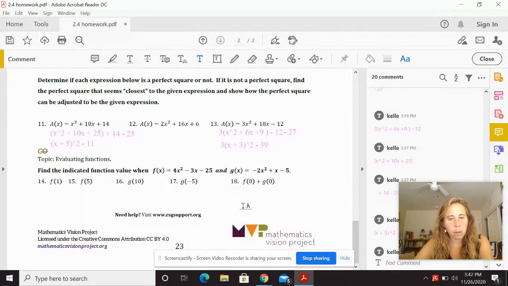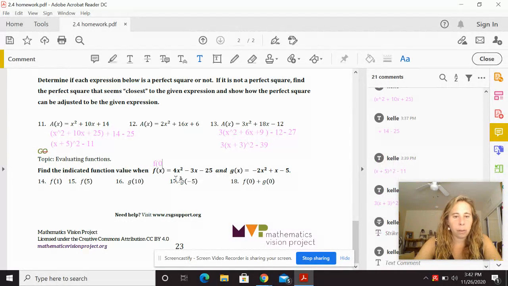I'm going to do 18 because we really haven't had a lot of practice with that. So for 18, it's f of 0 plus g of 0. You know me, one step at a time. First, I'm going to find what f of 0 is. F of 0 equals 4, we're just going to substitute 0 in for x, so that's going to be 0 squared minus 3 times 0 minus 25.